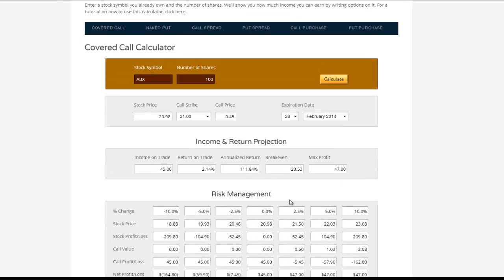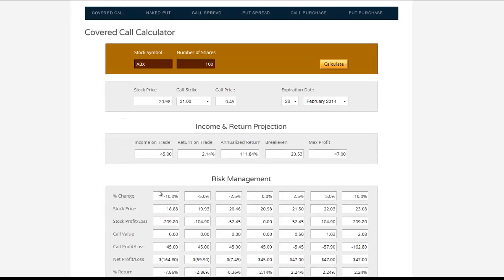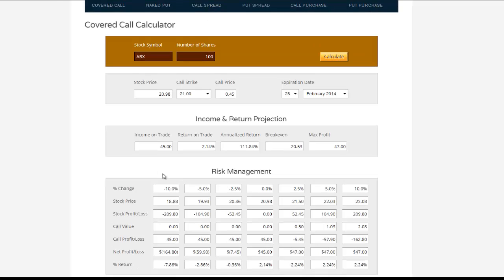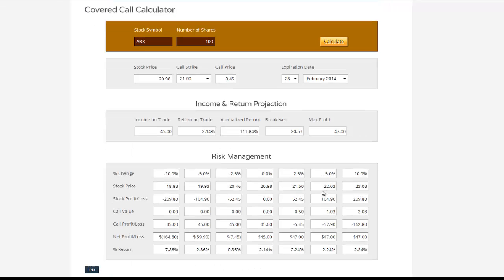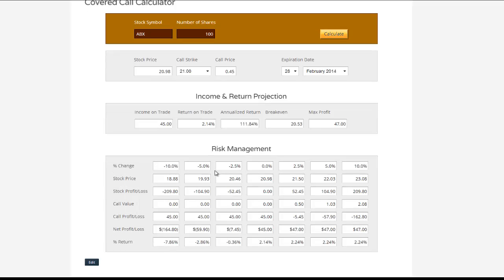The risk management part of this is just kind of a what-if part of the calculator. What if it jumps down 5%? What if it goes up 5%? This just gives you an idea of, maybe we look at this a lot when earnings are coming out, what if these things jump 10% on us? What's it going to do? It's really important to know worst case and best case scenarios of all these trades that you put in. So this calculator lets you do that.